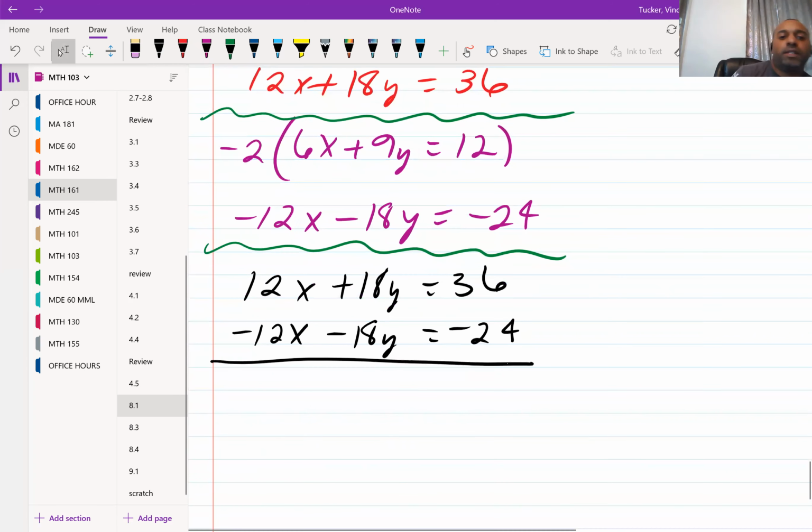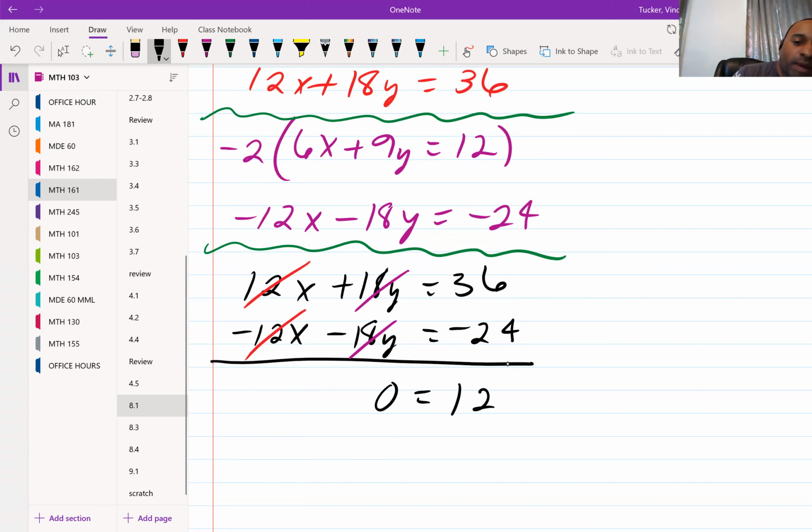All right, so adding these together, what we notice here is that 12x and -12x will cancel. 18y and -18y will also cancel. So that would leave me with 0 on the left side of my equation. 36 minus 24 is 12. That's on the right side of my equation. So I have 0 equal to 12. And this right here is a false statement.